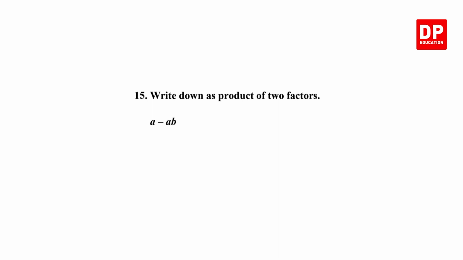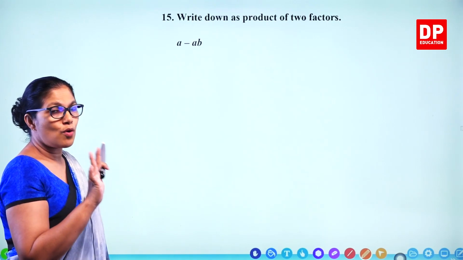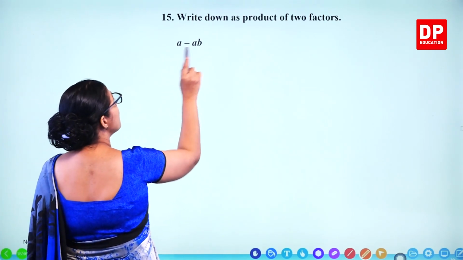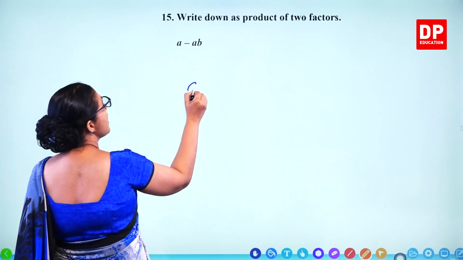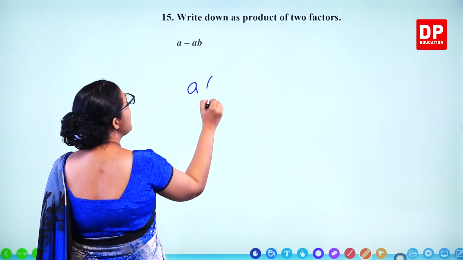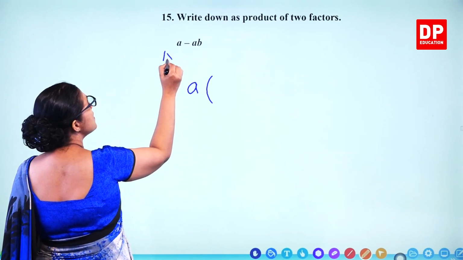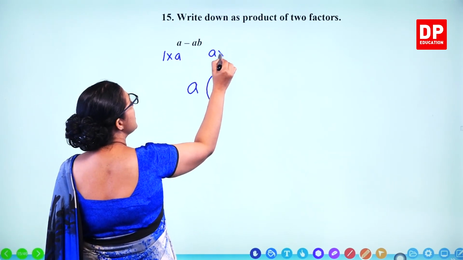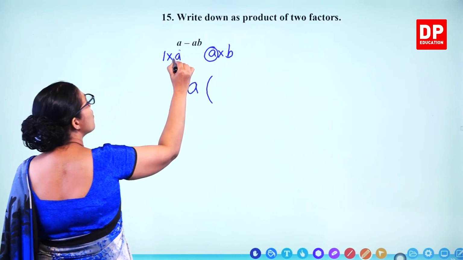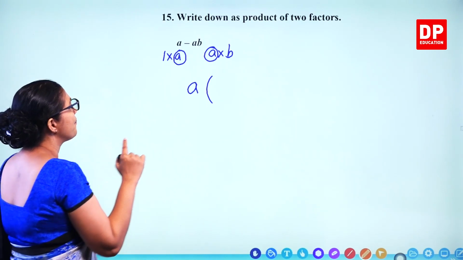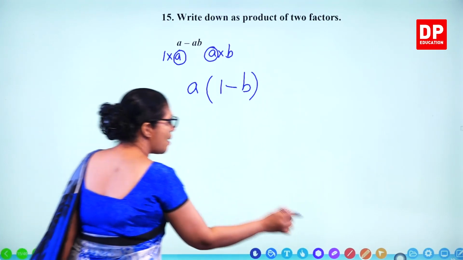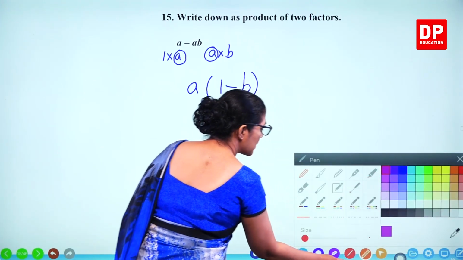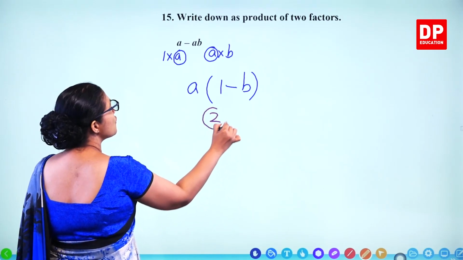Write down as product of 2 factors. That means factorize. Without saying factorize, it says you have to take the highest common factor of A and AB. That's A. Take it out. What's remaining? This is like 1 times A. This is A times B. When you take A out, what's remaining? 1 minus B. So this is the product of factors. 2 marks for that.